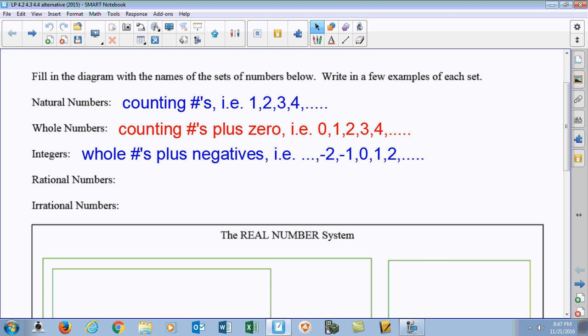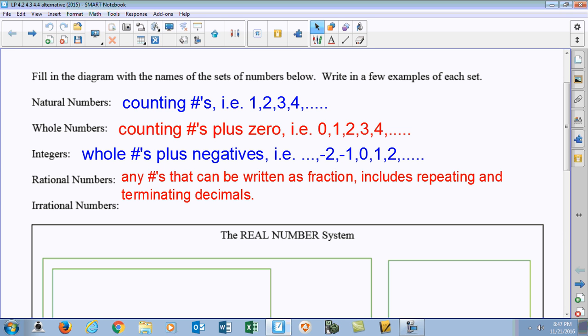Now, all three of these sets of numbers fall under rational numbers. These are all subsets of rational numbers. And by the way, at any point in time, if you need to pause this video to write this stuff down, please go ahead and do so. Rational numbers are any numbers that can be written as fractions. So whole numbers can be written as fractions, 5 over 1, 4 over 2, and so on. And these decimals are either repeating or terminating. So repeating and terminating decimals fall under the rational numbers category.